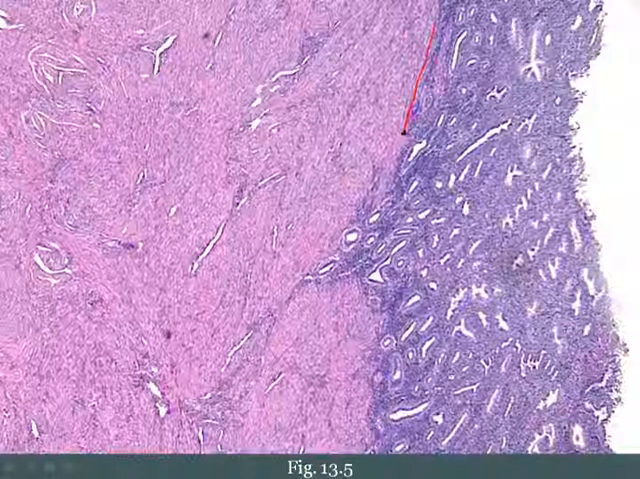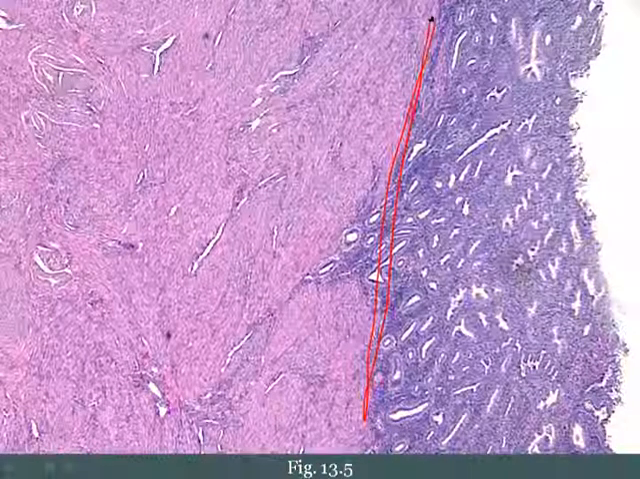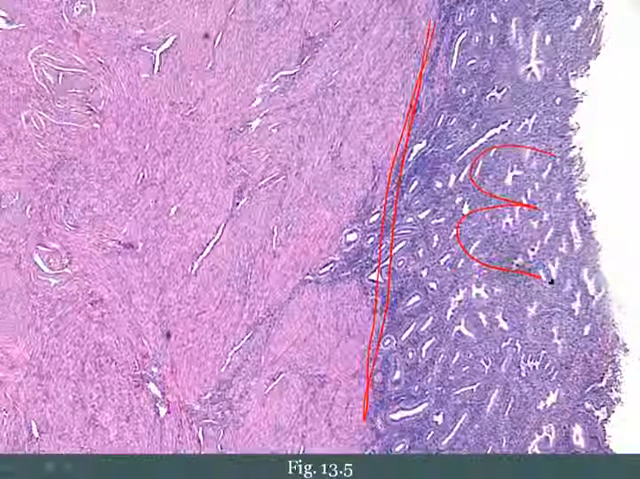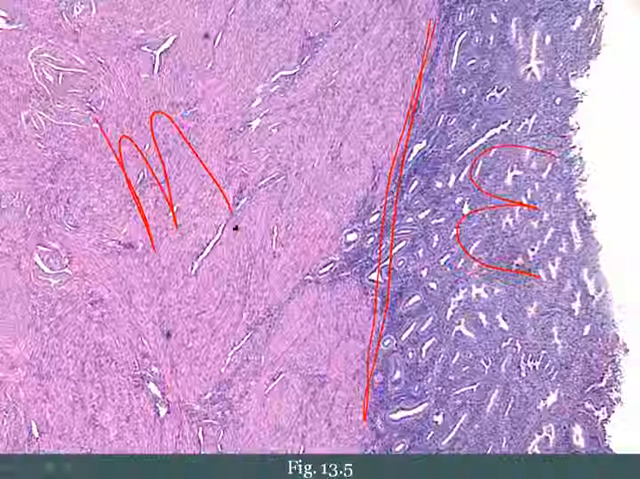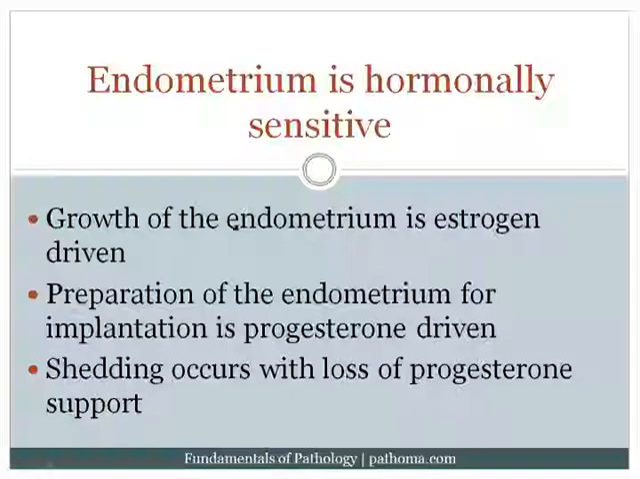So again, we're going to make a little division here, and we're going to remind ourselves that this is the endometrium, and that's the mucosa that lines the uterine cavity. And then this is the myometrium, and of course the myometrium, as you'll recall from histology, is made up of smooth muscle. Now remember from physiology that the endometrium is hormonally sensitive, and it grows with estrogen, and then gets prepared with progesterone, and then sheds when you remove the progesterone support.